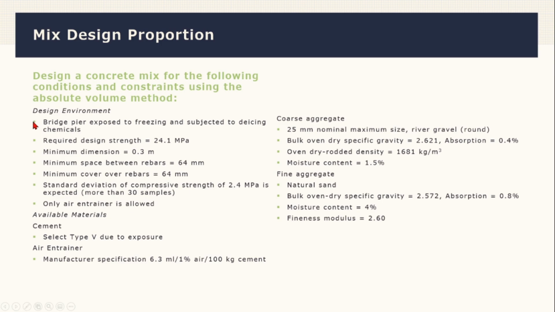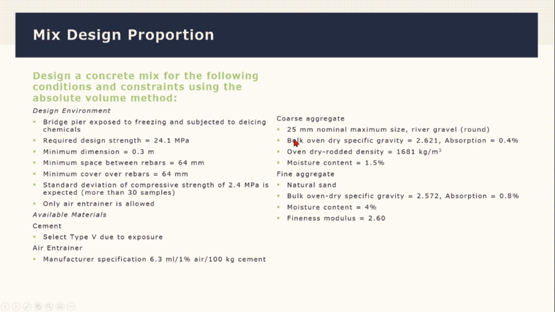In this problem, we have to design a concrete for a bridge which is exposed to freezing and subjected to de-icing chemicals. The required strength here is 24.1 megapascal. The minimum dimension of the pier is 0.3 meter with the minimum space between reinforcing bars of 64 millimeter. The minimum cover is also 64 millimeter. The standard deviation of compressive strength is 2.4 megapascal. We are expecting 30 samples and we should only allow an air entrainer in this design. Next, we have to use type 5 cement due to exposure, and an air entrainer with the manufacturer specification of 6.3 milliliters per 1% air per 100 kilogram cement.